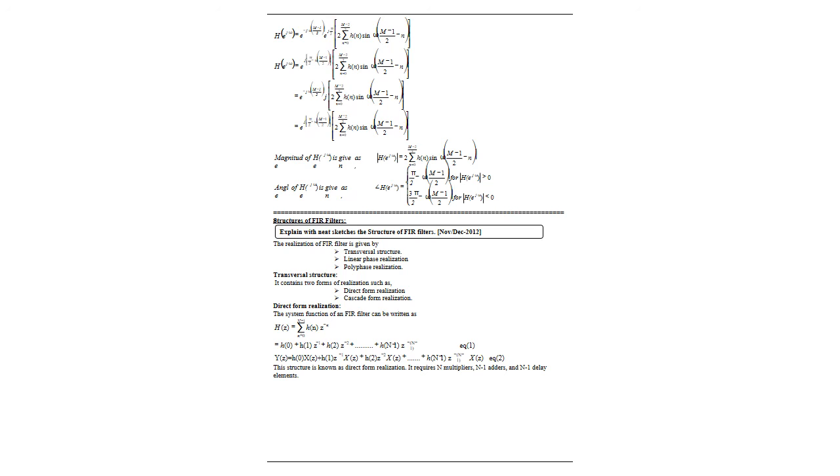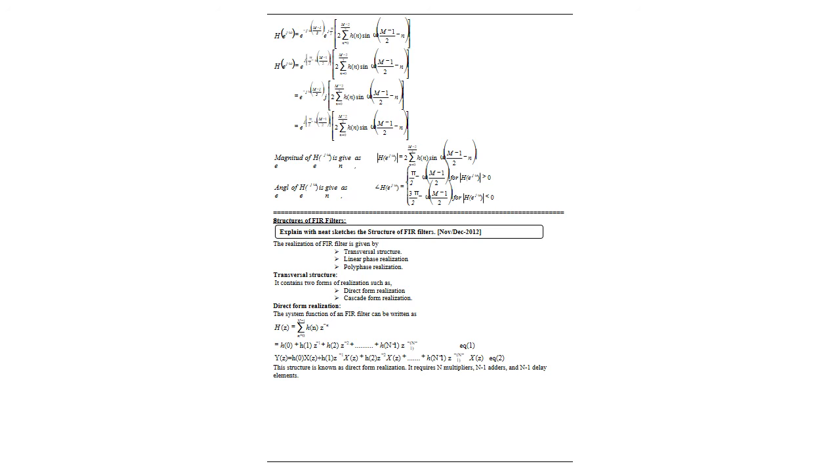So the structures of FIR filters include the transversal structure, linear phase realization and polyphase realization. The first one is the transversal structure. It contains two forms of realization, such as direct form realization and cascade form realization.